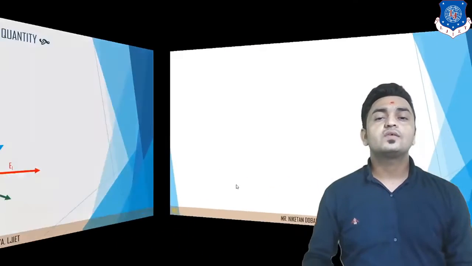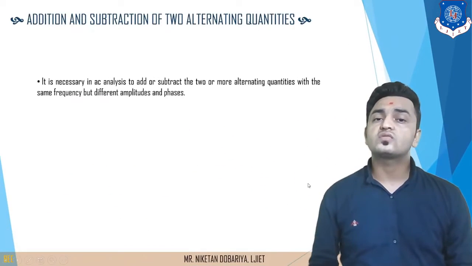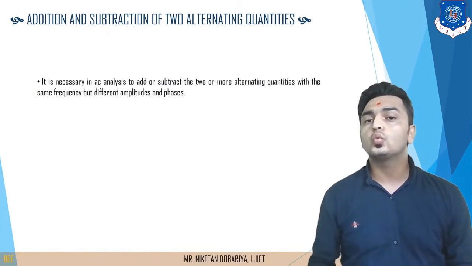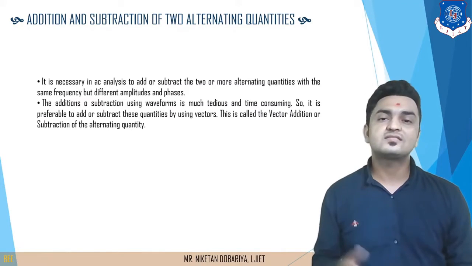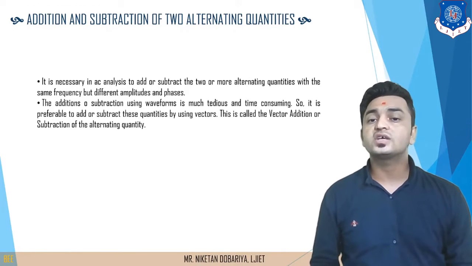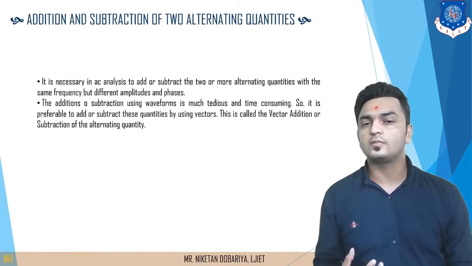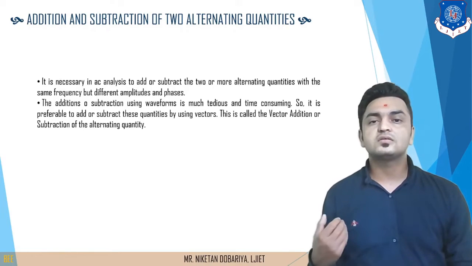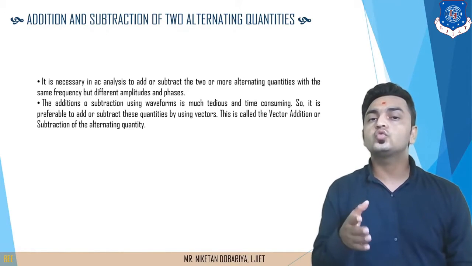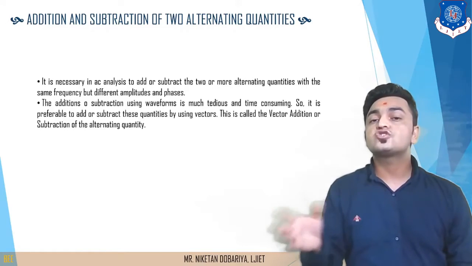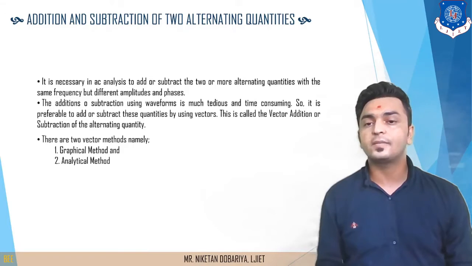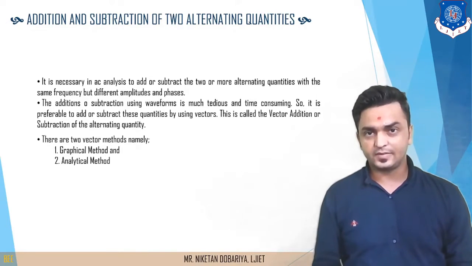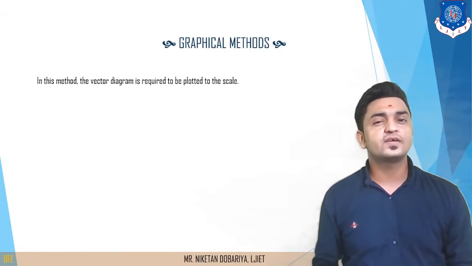Now in our next topic, we are going to study addition and subtraction of two vector alternating quantities. Let's start. Addition or subtraction using waveforms is a very tedious job. That's why it is very easy to use vectors or phasors for addition or subtraction. That can be done in two ways. The first method is the graphical method, and the next method is the analytical method. First of all, let's start with the graphical method.